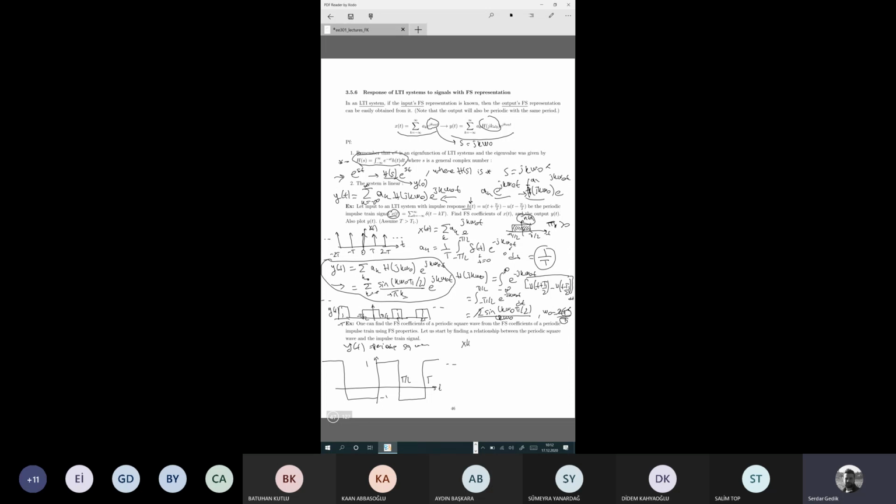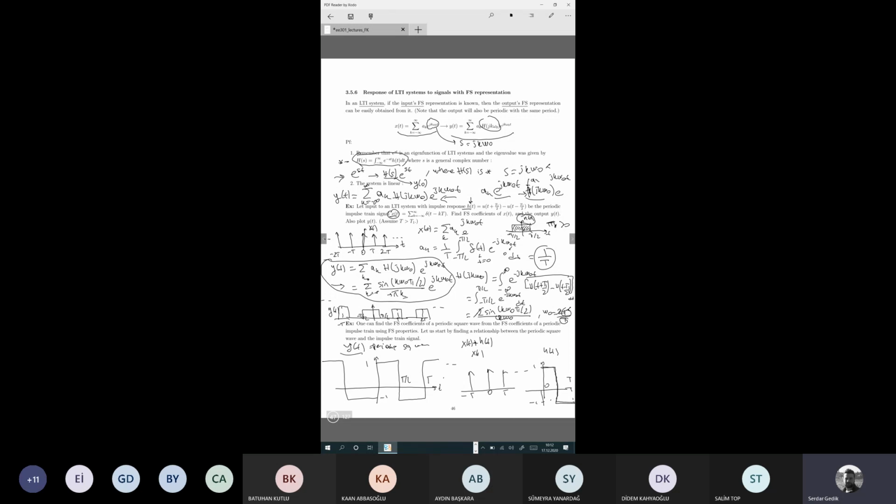I can write it as x(t) convolved with h(t). And let's say my x(t) is the impulse train. So this is x(t). So this is, let's say, 0. This is T. This is minus T. And my h(t) is simply the signal. So this is T. This is minus 1. This is plus 1. So if you convolve this h(t) with the impulse train, you will for sure obtain this y(t).